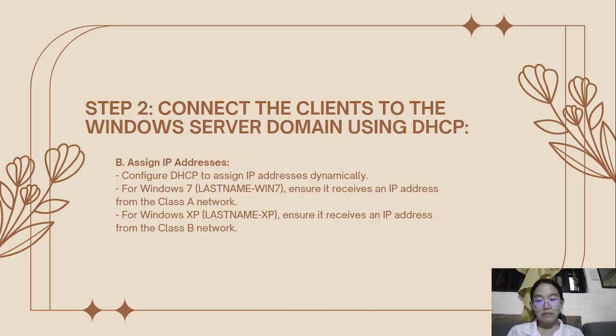So for B naman, assign IP addresses. We have to configure DHCP to assign IP addresses dynamically. Next is for Windows 7 naman, or yung last name na nilagay natin, dash Win7, ensure it receives an IP address from the Class A network, as well as the Windows XP, which is yung last name dash XP na ginawa natin, ensure it receives an IP address from the Class B network.